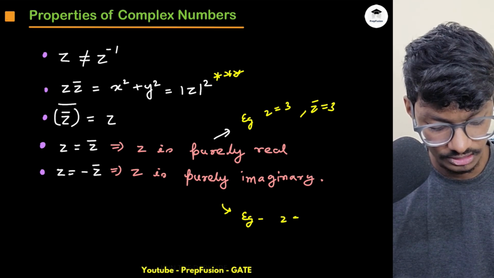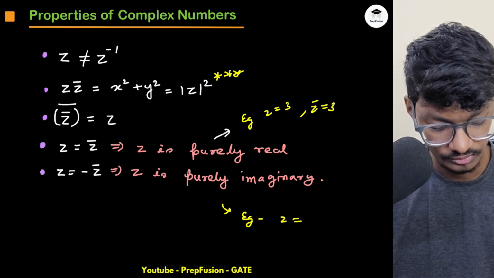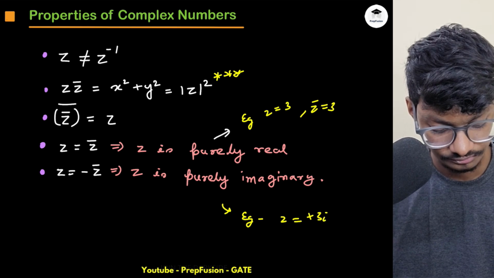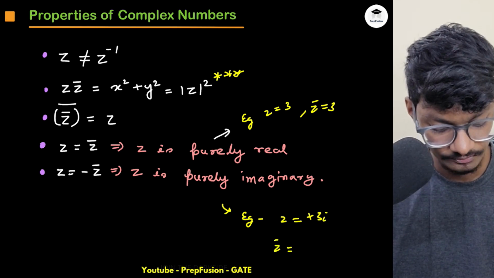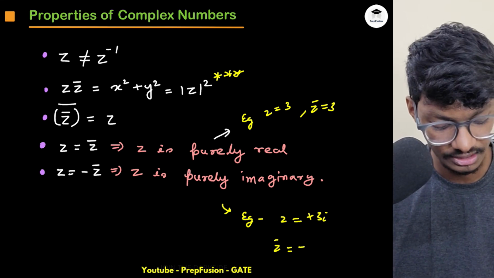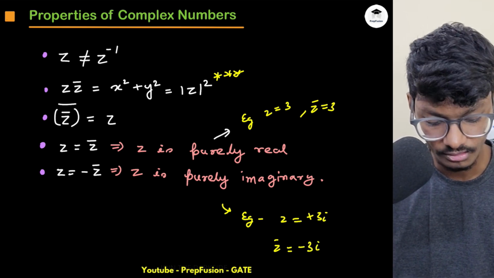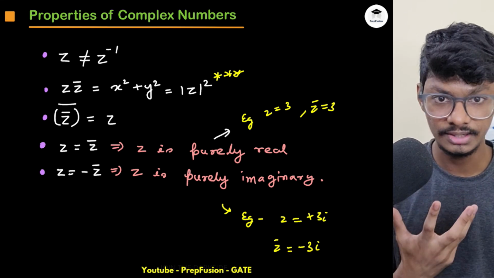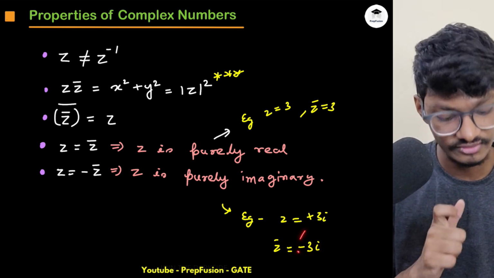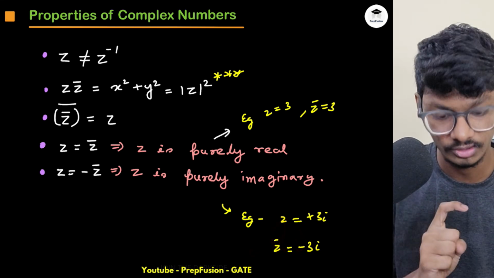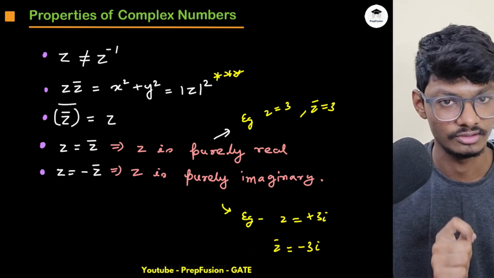Let z be a purely imaginary number, say 3i. If I compute z bar, it is simply minus 3i, as the real part doesn't change but the imaginary part does. So if the imaginary part changes, that means z bar is minus times z. If I just multiply z by minus, the two become equal, and exactly that is what is written over here.